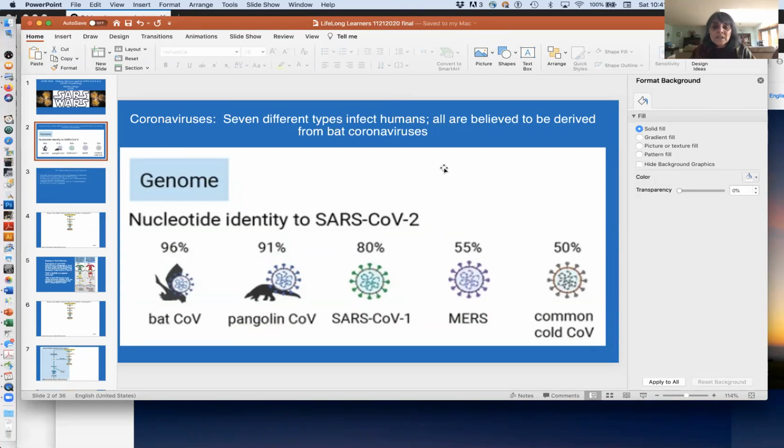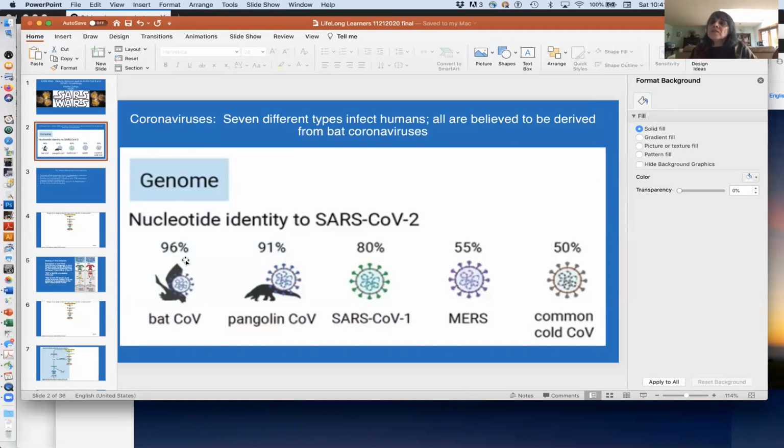And one thing that's very interesting is that SARS-CoV-2 has greater nucleotide sequence identity to bat coronavirus than it does to the other human coronaviruses. So you can see here for the common cold coronavirus, 50%, for MERS, 55% identity, for SARS-CoV-1, only 80%. The bat coronavirus, it's 96%.